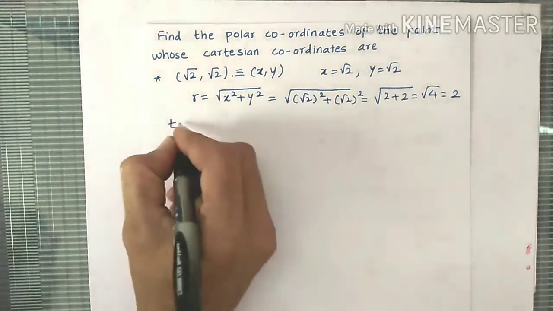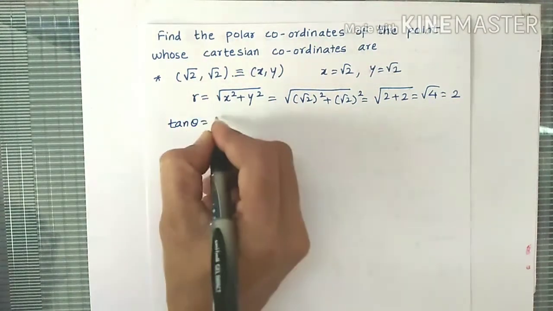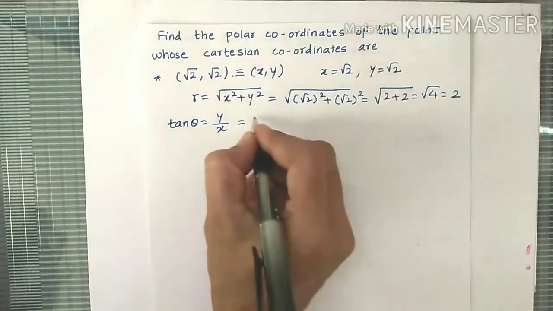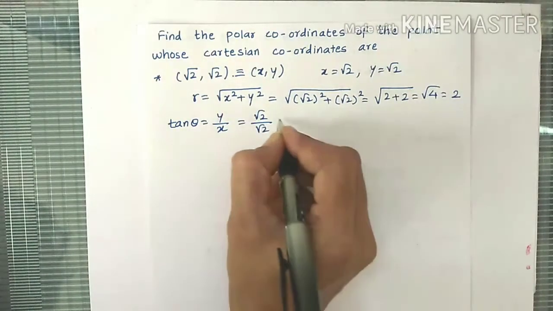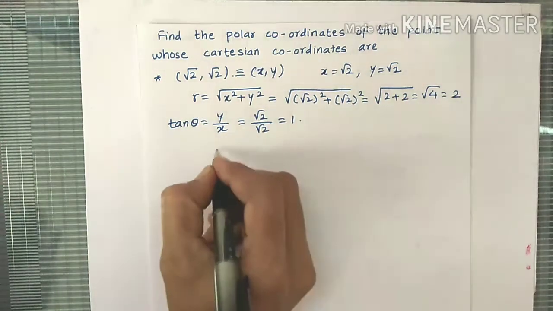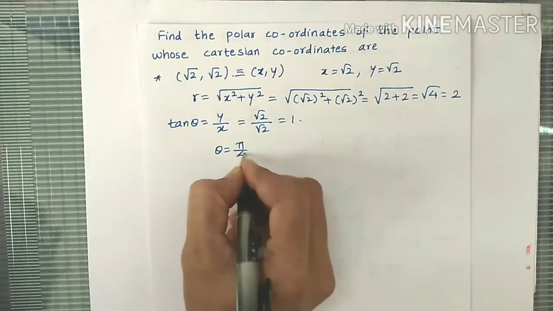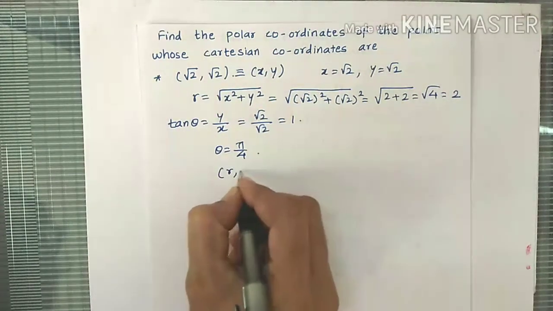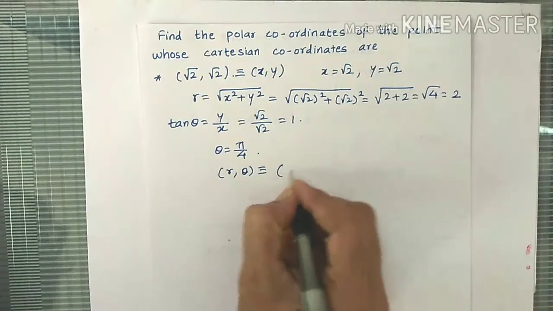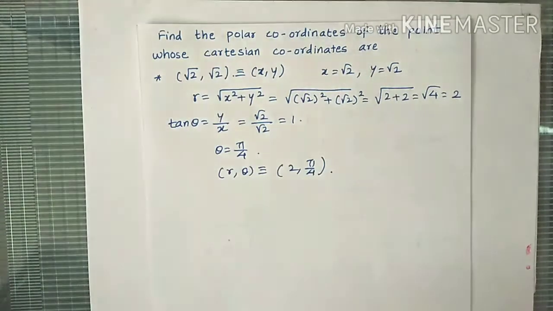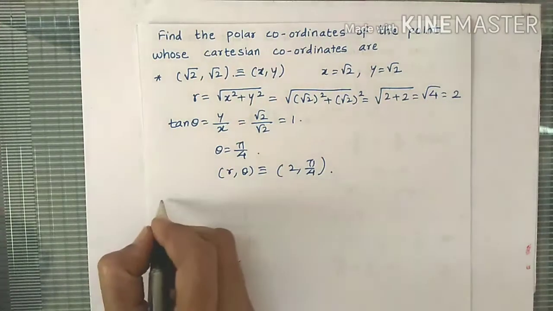Now to find theta, formula to find theta is tan theta equal to y by x. Now y is root 2, x is also root 2. So y upon x, that is root 2 upon root 2, is 1. So tan theta is 1. That means theta equals pi by 4. So we have r is 2 and theta pi by 4. So the polar coordinates are (2, pi by 4). So these are the polar coordinates of the point (root 2, root 2).